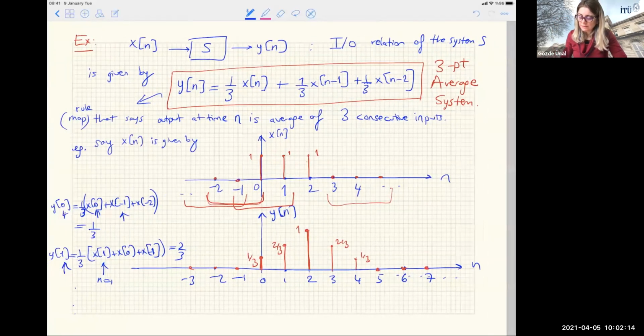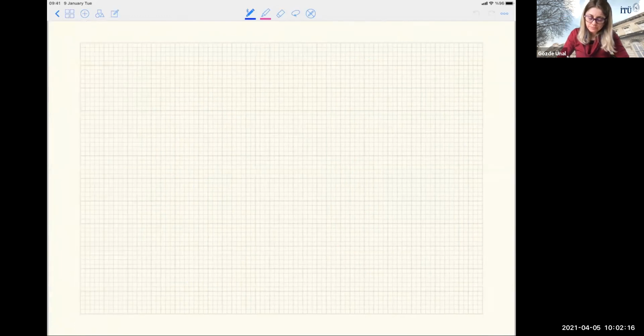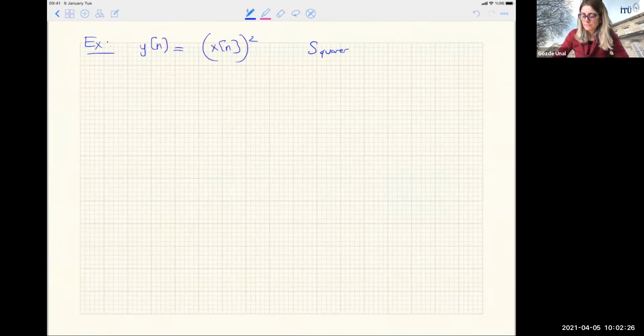But let's look at some other systems. For example, y of n takes x of n and squares it. This is the square system. It's really like a functional mapping, right? This is the IO relation. The IO relation is: x of n goes through the square system S, and y of n goes out. This was x of n squared.